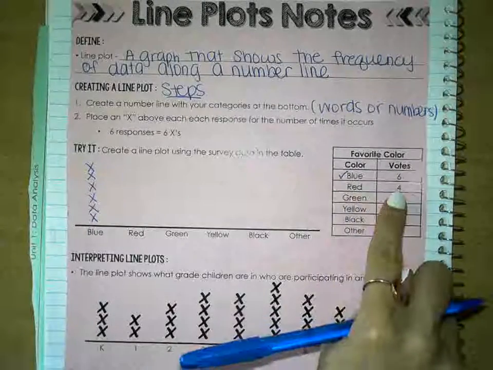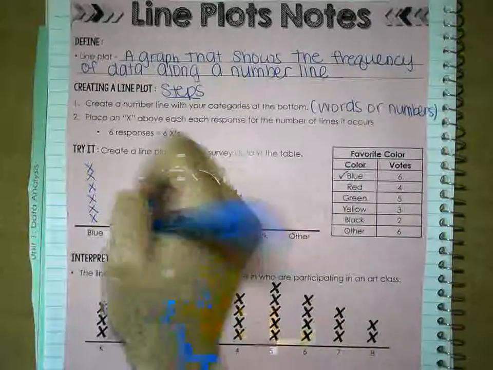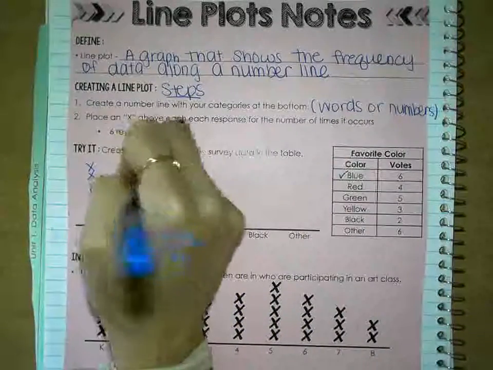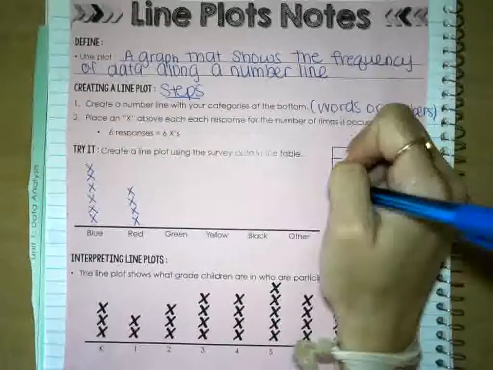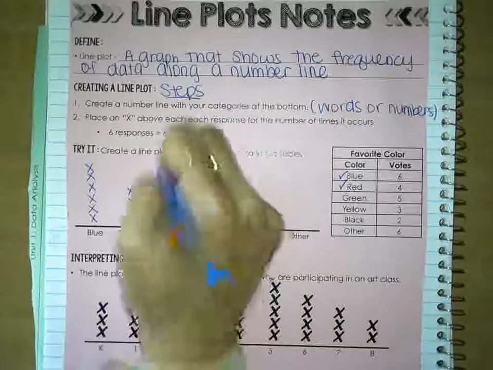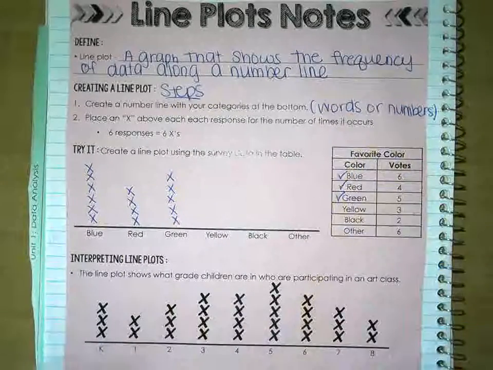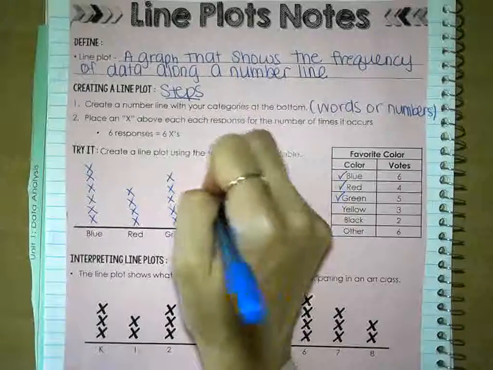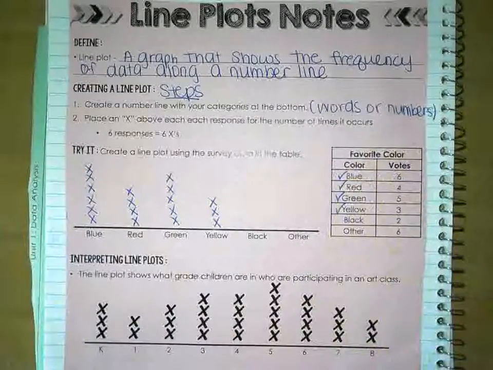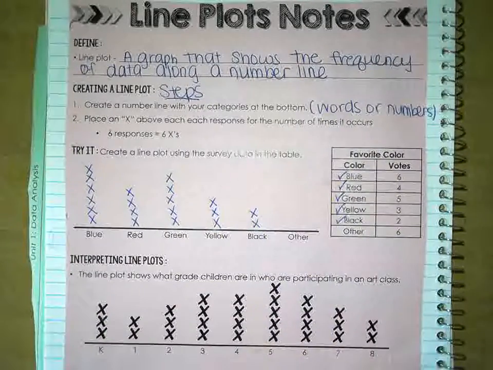Then I do the same. Red, there are 4 for red, so I need 4 X's. Put a check mark. Green, there are 5. 1, 2, 3, 4, 5. Yellow, there are 3. Black, there are 2. Other, there are 6.